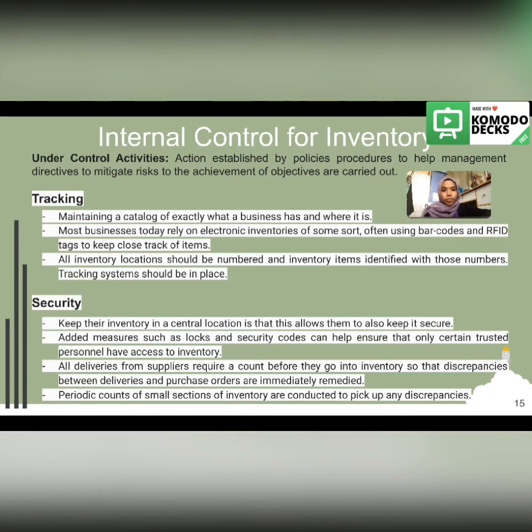Second, security. Keep the inventory in a central location, as this allows them to also keep it secured. Adding measures such as locks and security codes can help ensure that only certain trusted persons have access to inventory. Or deliveries from suppliers require a count before they go into the inventory, so that differences between the delivery and purchase order are immediately remedied.